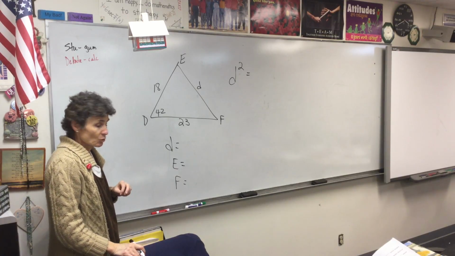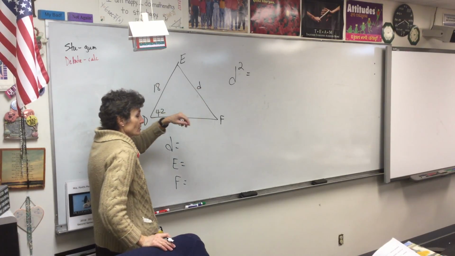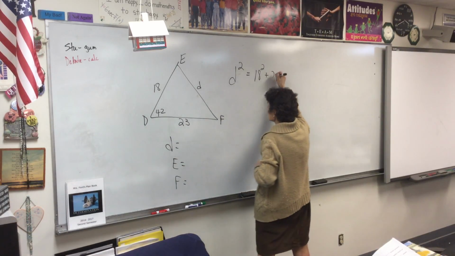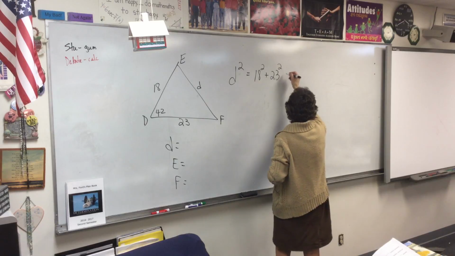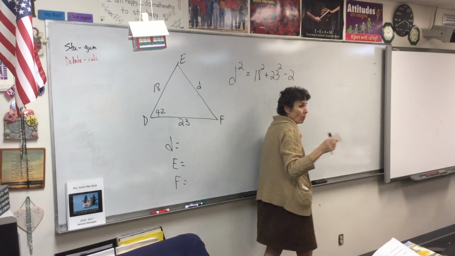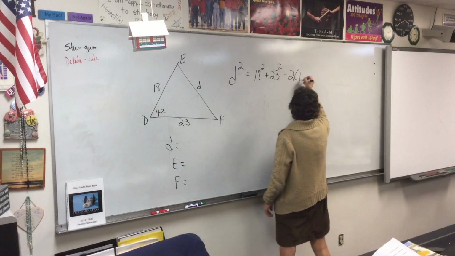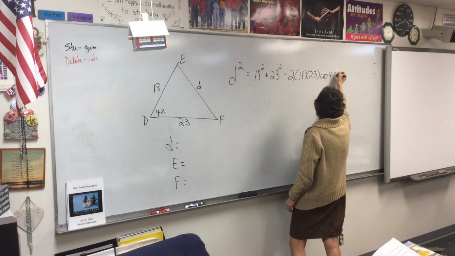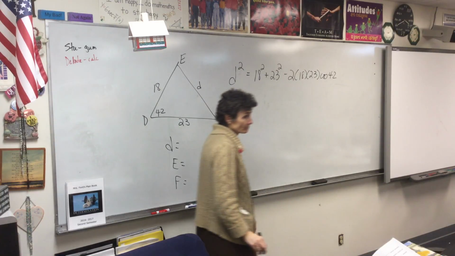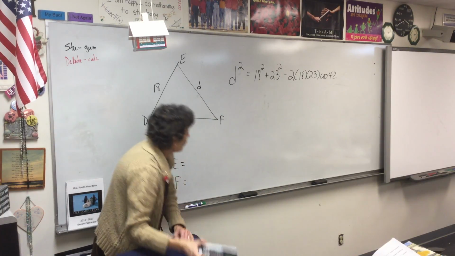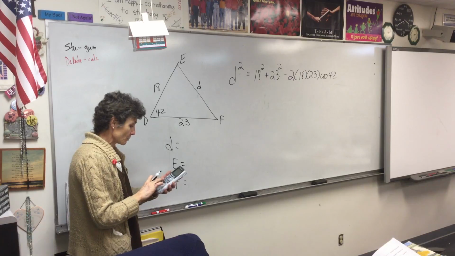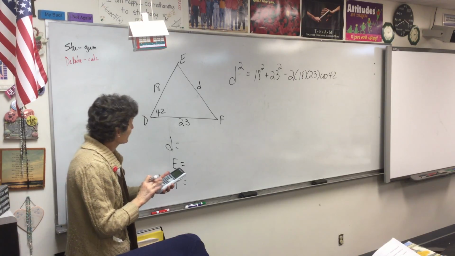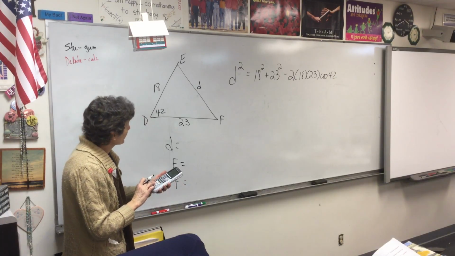Now, what is D squared equal? What's all the rest of the law of cosines? 18 squared plus 23 squared minus 2. Remember that part, always minus 2. 18, 23, cosine 42. Now, I hope everybody brought a calculator today so you can practice. If you didn't bring one, scooch over next to somebody and see if he or she will help you.